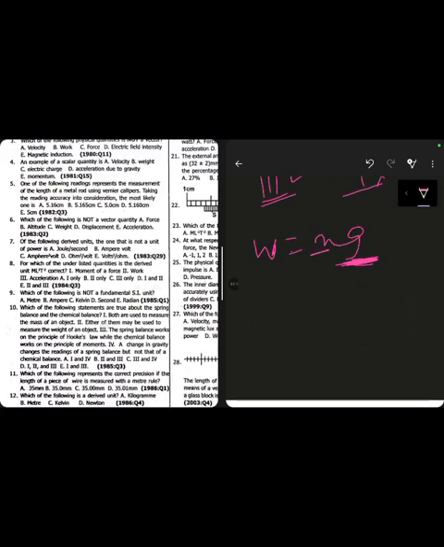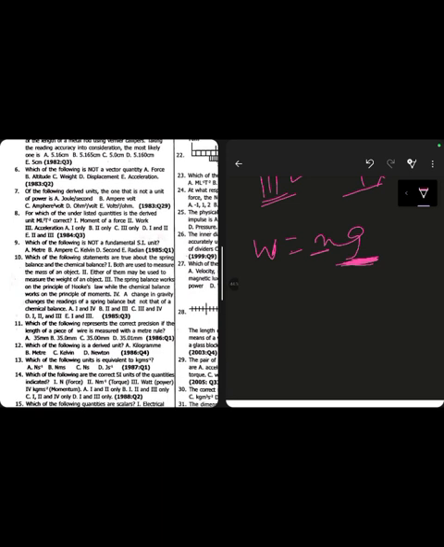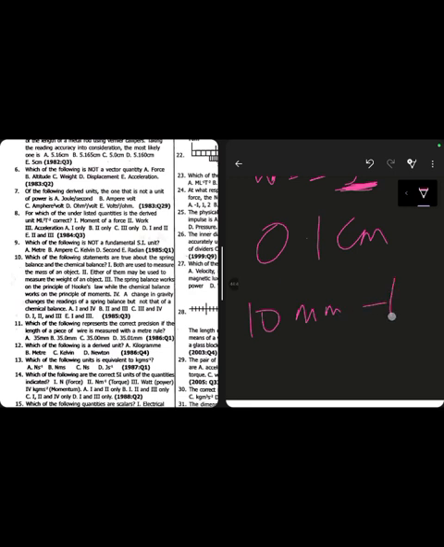Question 11 then says, which of the following represents the correct precision if the length of a piece of wire is measured with a meter rule? So which of them shows the correct precision? Now don't forget, your meter rule measures to 0.1 centimeters. Or if we don't forget, 10 millimeters make 1 centimeter.